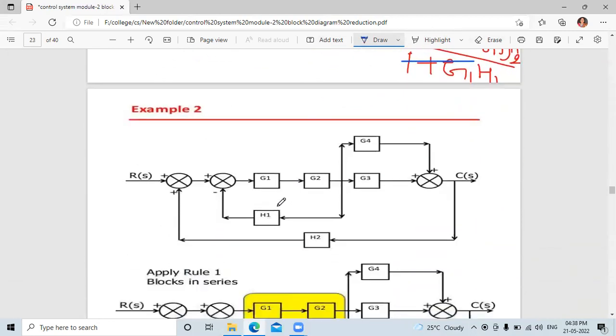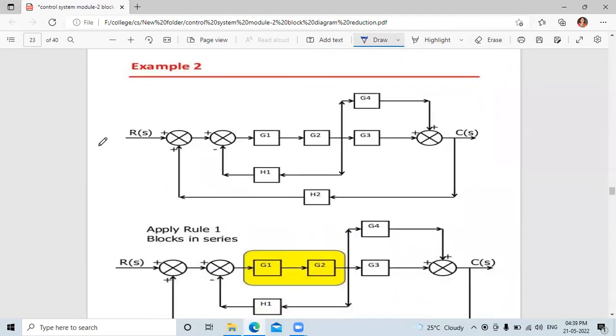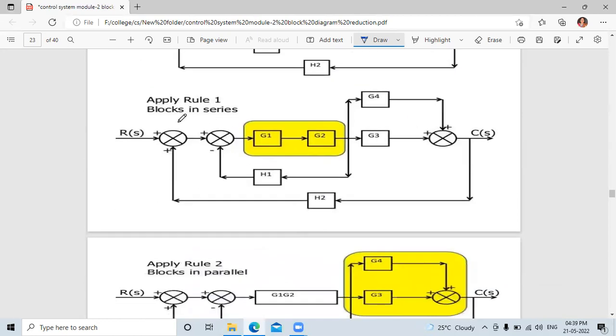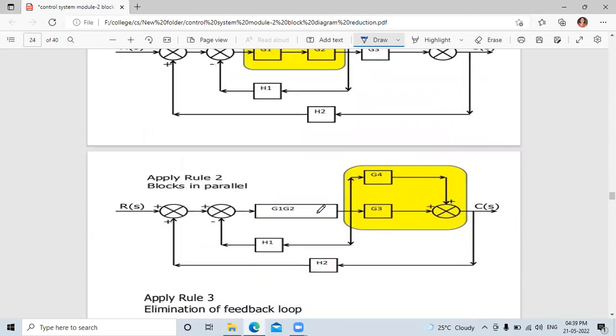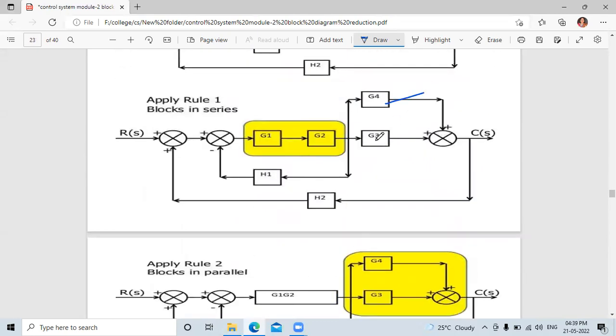Next problem. Here these two blocks are in series, so G1 into G2, rule 1. Next, these two blocks are in parallel, G4 plus G3. Will these two become series? No, because you need to solve the loop first. So these two blocks are in series, you get G1 G2, and these two blocks are in parallel.